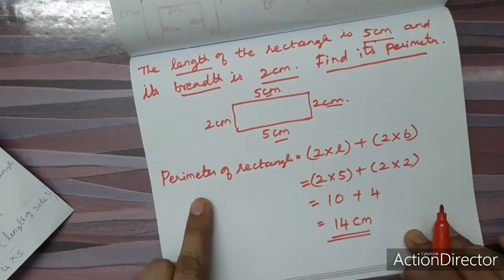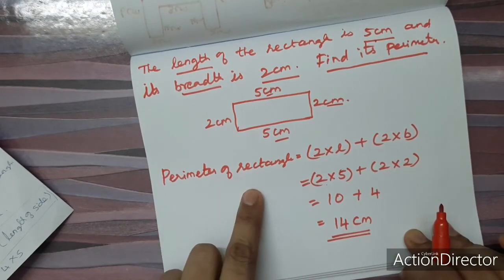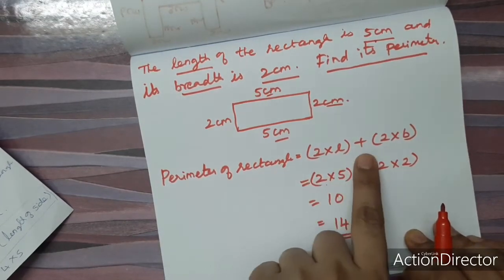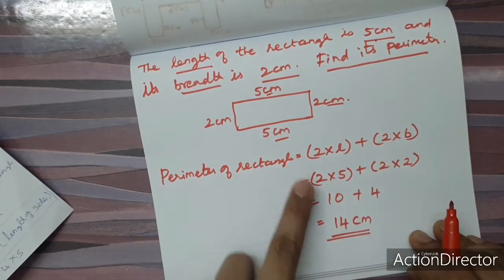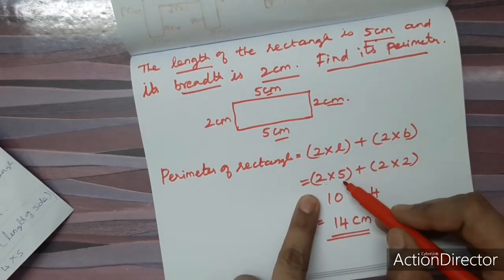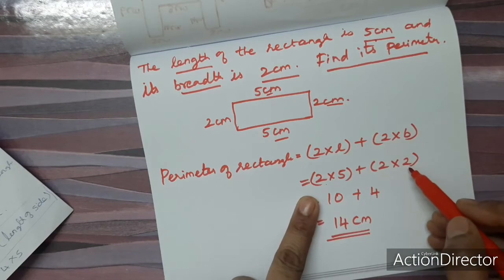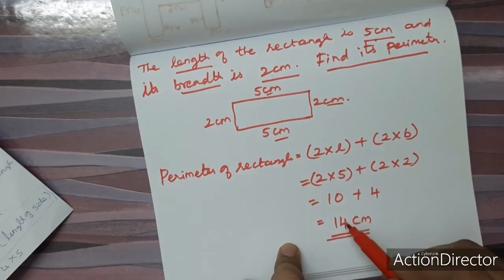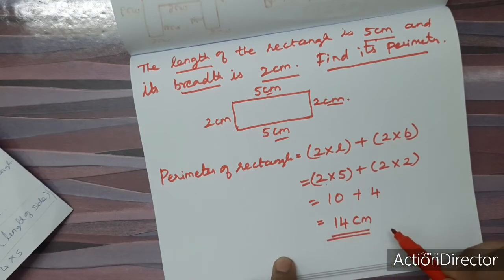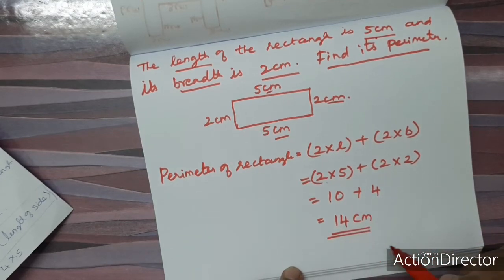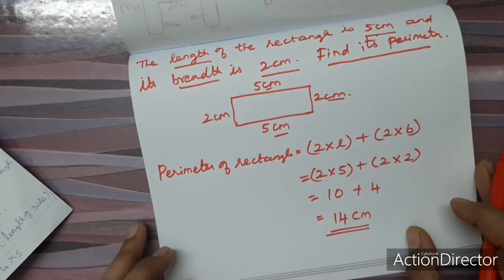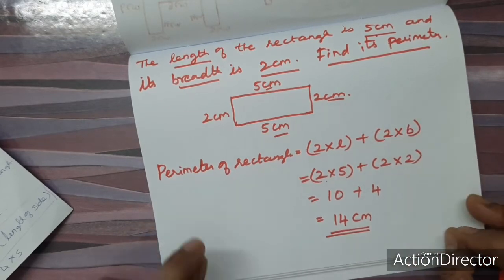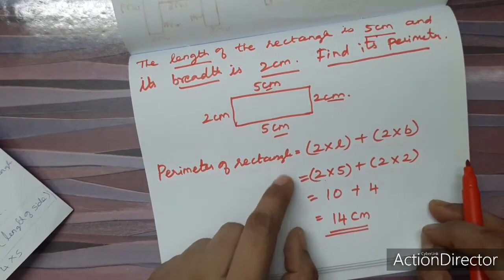So we have used a formula: perimeter of a rectangle is 2 into length plus 2 into breadth. We replaced L with 5 and B with 2, multiplied and added, and we got the answer as 14. So this is the perimeter of a rectangle. Okay children, I think you have understood. You have to memorize this formula.